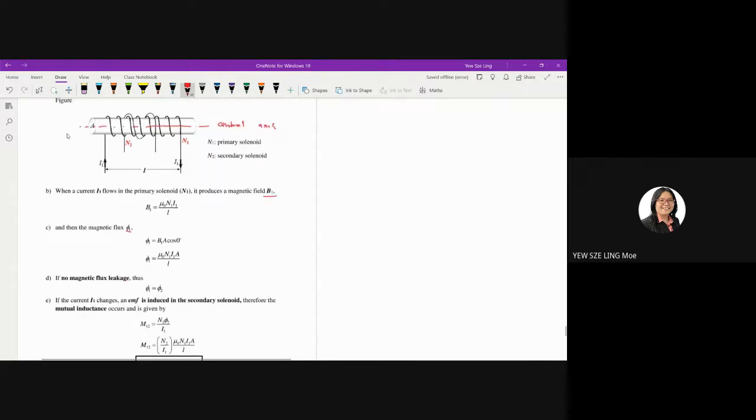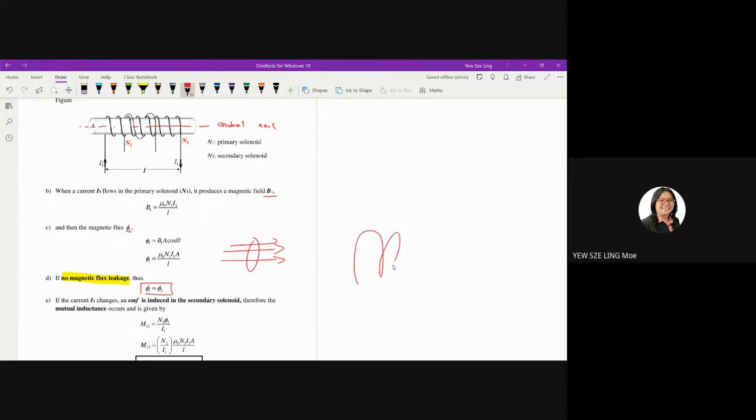So in this case, when they're overlapping, we say there is no flux leakage. Remember, flux depends on the number of field lines passing through the cross-sectional area. If they're overlapping with the same A, both will have the same magnetic flux, because the same amount of field lines pass through the same cross-sectional area. In that case, we say no flux leakage.